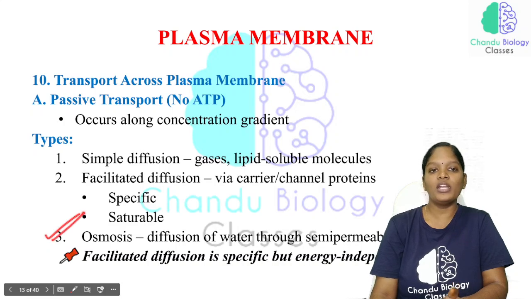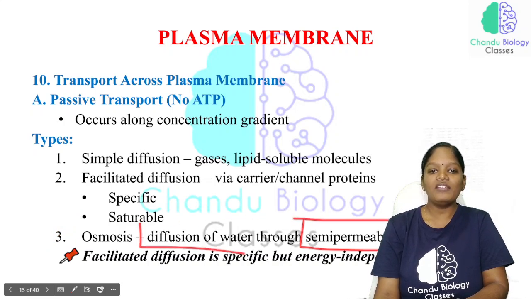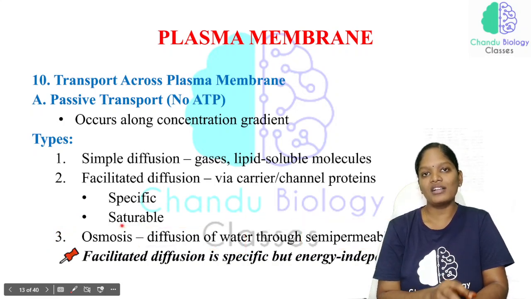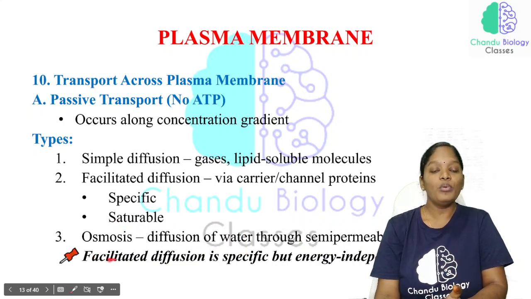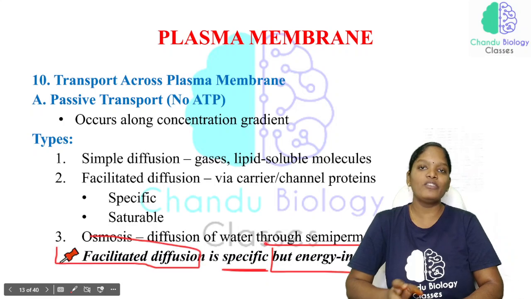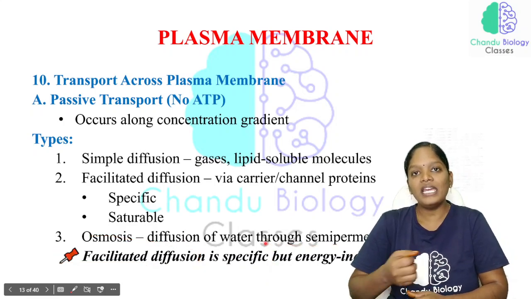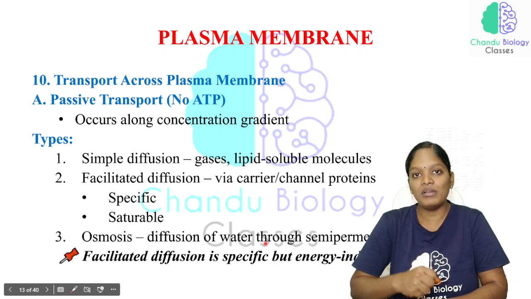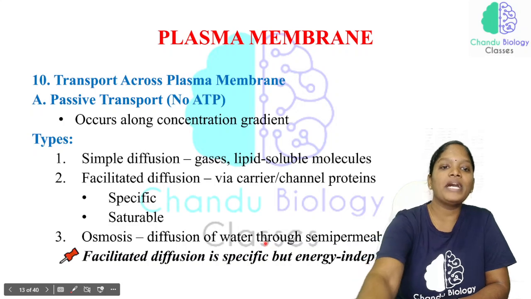Now the third important transport is osmosis. Osmosis, in the sense, is diffusion through a semi-permeable membrane. Another important pinpoint is this: facilitated diffusion is specific, but it is energy independent. Of course it is specific, but it doesn't need energy. Instead, it is carried by someone. It is facilitated by someone, and it easily carries the molecule. This is what passive transport is.